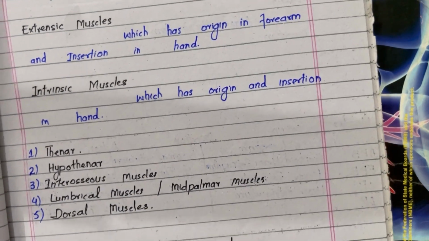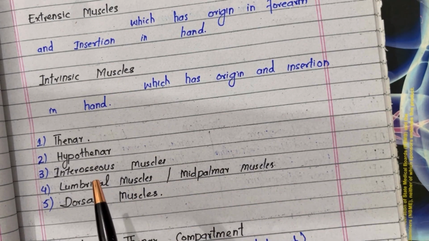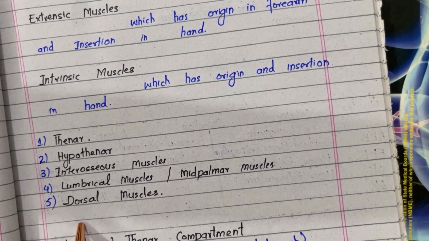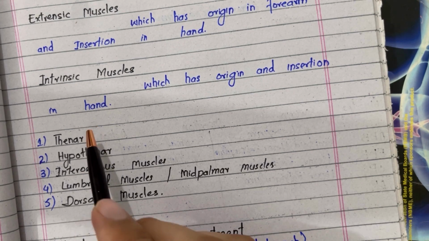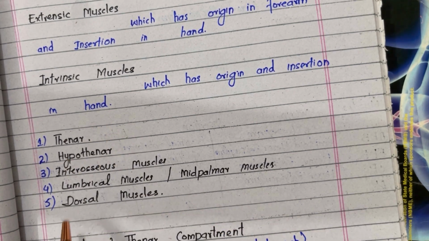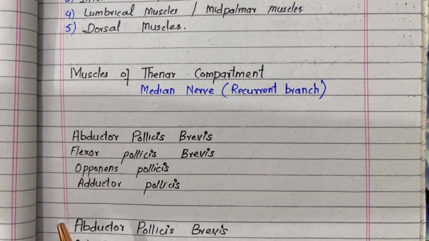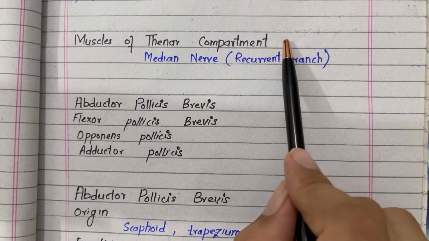Now student, the intrinsic muscles are divided into 5 compartments: the thenar muscles, hypothenar muscles, the interosseous muscles, the lumbrical muscles or the mid-palmar muscles, and the dorsal muscles. So student, first we will discuss the muscles of the thenar compartment.